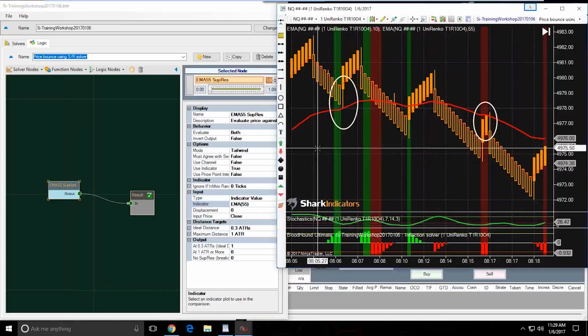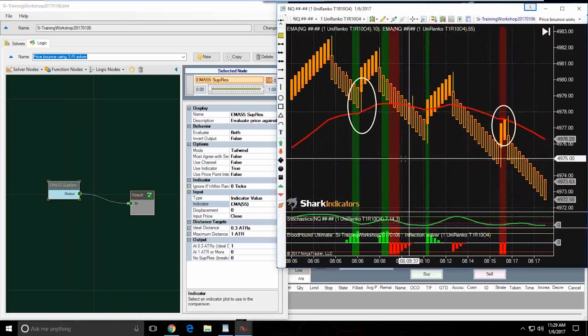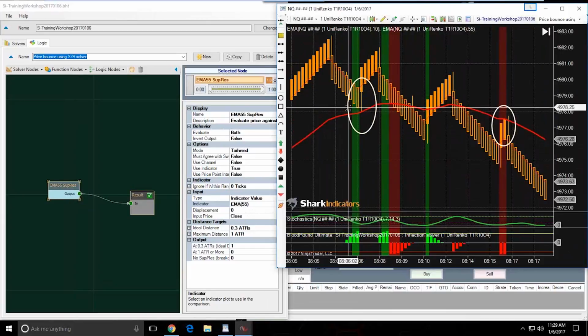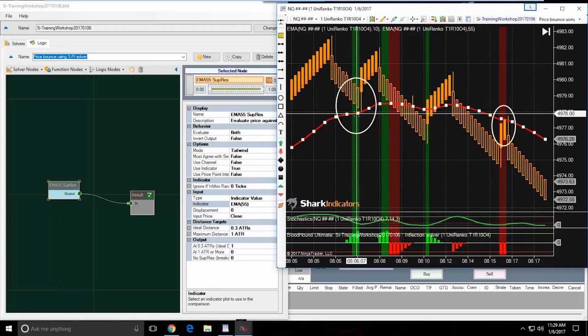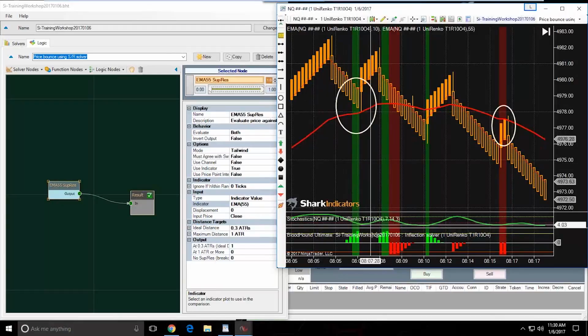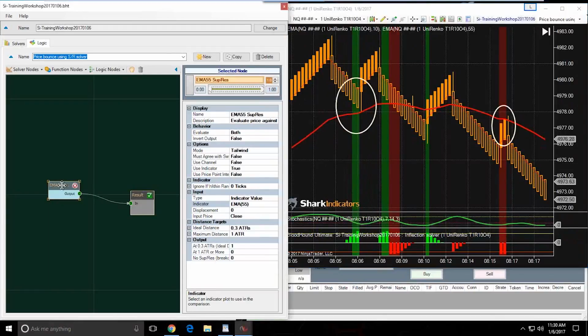You can see already I'm getting some output on the chart here. See how, right here, when price starts to approach the moving average, take a look at the output there. Output is increasing and increasing and increasing. As price is getting closer and closer to my EMA, the output of the solver increases and increases. And that's just using the default settings here.